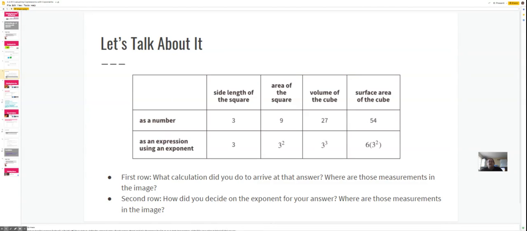If you're doing the area of the square, the answer was 9, you can also show that as 3 squared. If you're showing the volume of the cube, which is 27, that could be 3 to the third power, or 3 cubed. And the surface area of the cube, 54, could be shown as 6 times 3 squared.